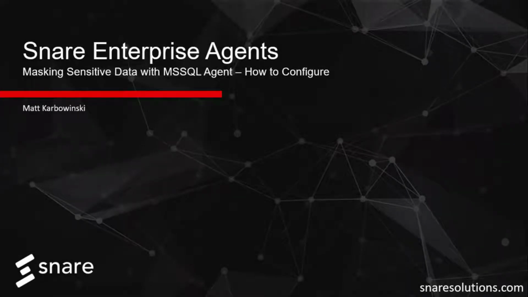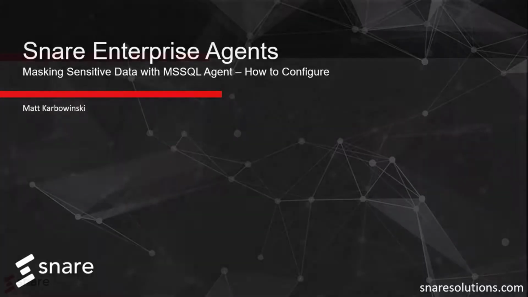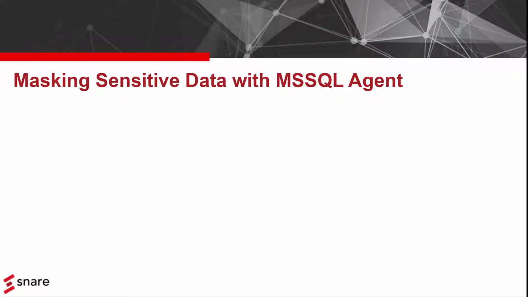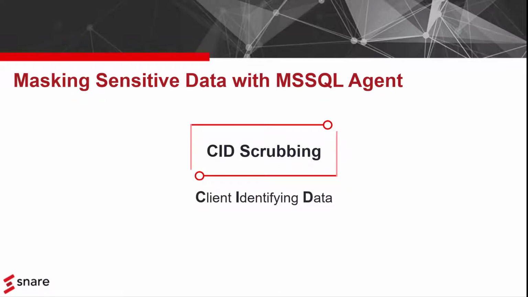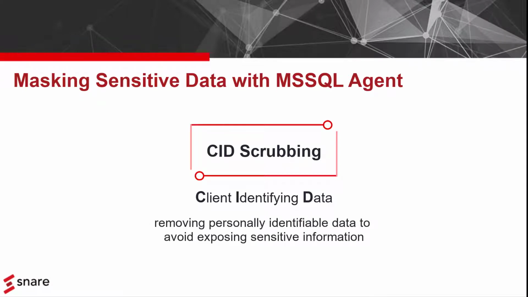Welcome to this technical video on how to configure data masking when monitoring SQL databases. We have a specific term for it, CID scrubbing, where CID stands for Client Identifying Data, and scrubbing is all about removing personally identifiable data from Snare logs to avoid exposing potentially sensitive information to people who should not have access to such data. Before we jump to the product and see how to configure CID scrubbing and how it works, let's just set the scene and talk why it's important.